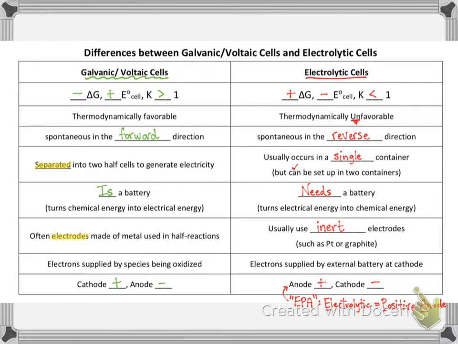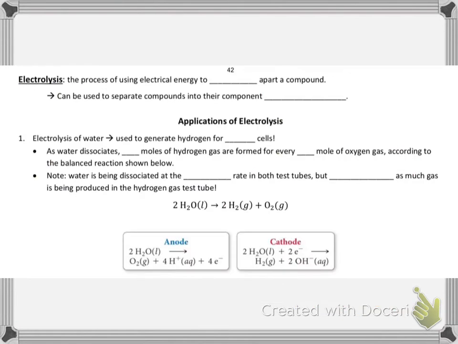Okay, so far we've been talking about generic electrolytic cells, but now let's take a look at some specific applications of electrolysis that you will need to know. Electrolysis is a specific type of electrolytic cell. In electrolysis, this is the process of using electrical energy to break apart a compound. So this is really useful. You can take a compound and break it into its component elements. You might be wondering, okay, but why would we actually want to do that? Well, for instance, the electrolysis of water is used to generate hydrogen for fuel cells.